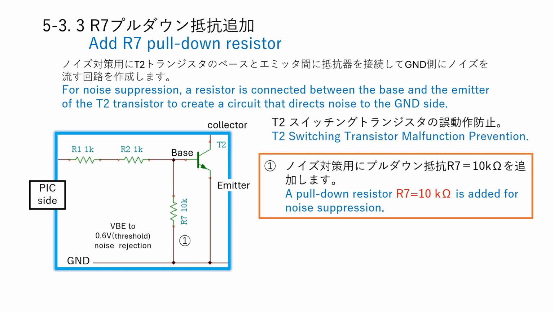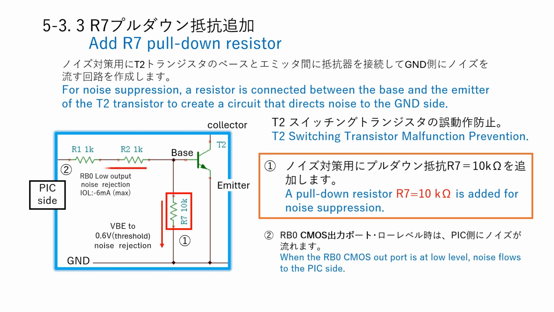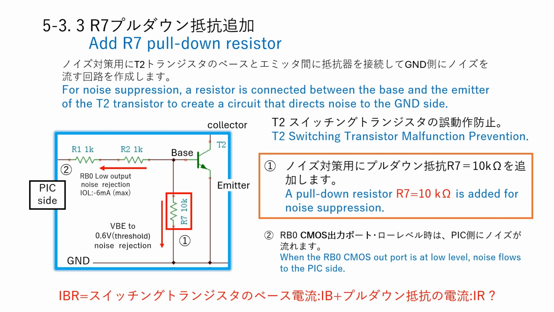1. A pull-down resistor R7 equals 10 kilo ohm is added for noise suppression. In this circuit, there is also a two-path of noise flow. 2. When the RB0 CMOS out port is at low level, noise flows to the PIC side. Next, I will explain the IB and IR currents which branch off from the RB0 output port current IBR.